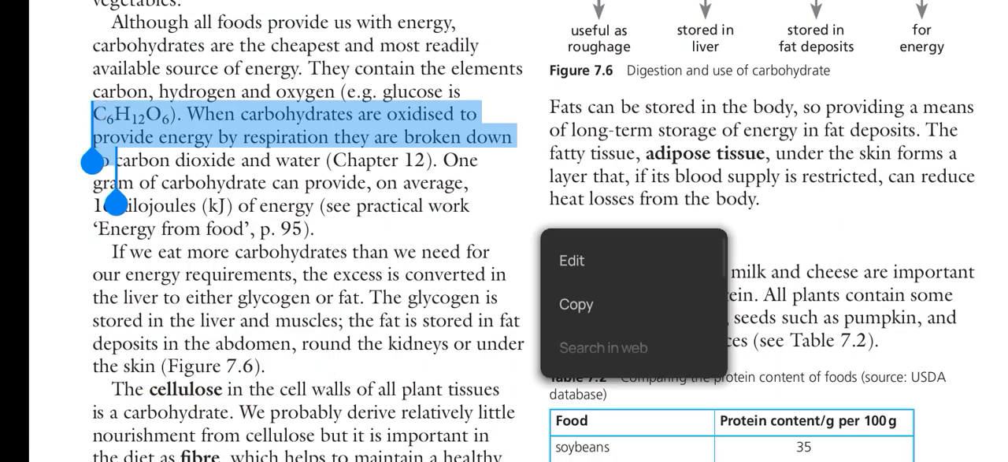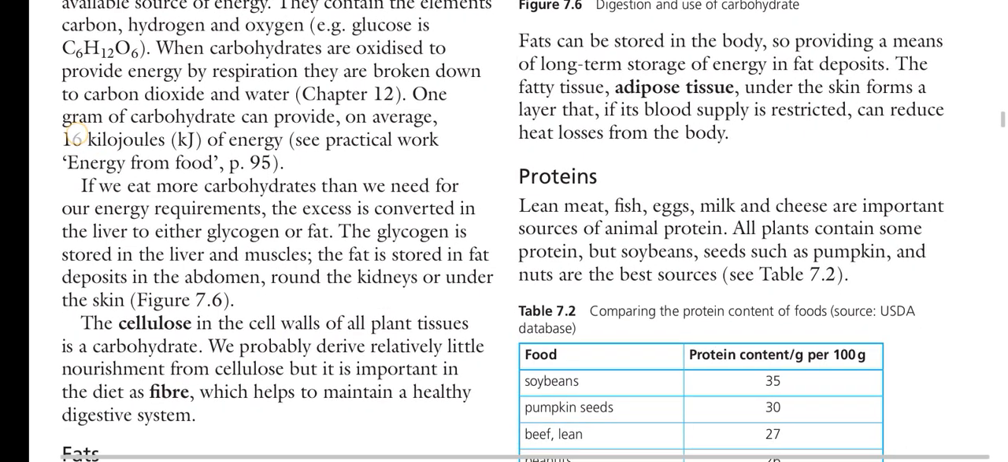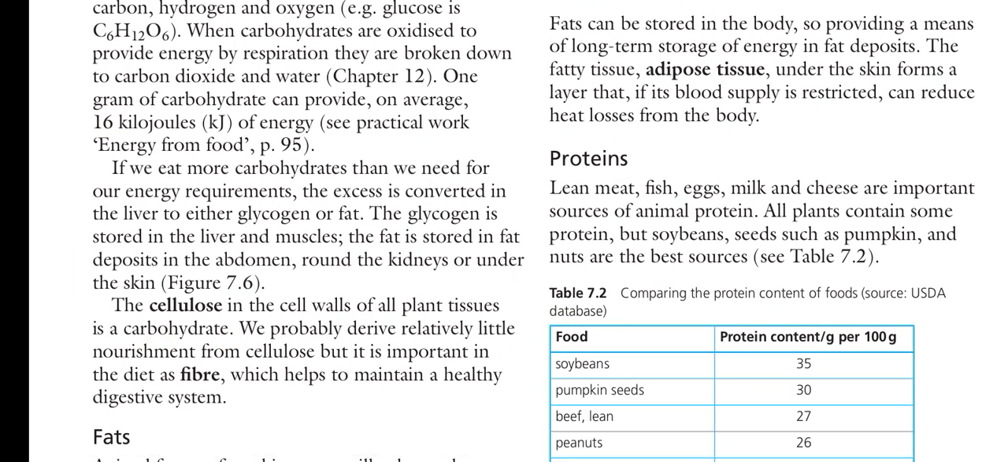The cellulose present in the cell wall of plant tissues is also a carbohydrate, but it is not digested in our body. It acts as fiber in our diet. We probably derive relatively little nourishment from cellulose, but it is important in the diet as fiber, which helps to maintain a healthy digestive system. Actually, the enzyme for the digestion of cellulose is absent in the human body.